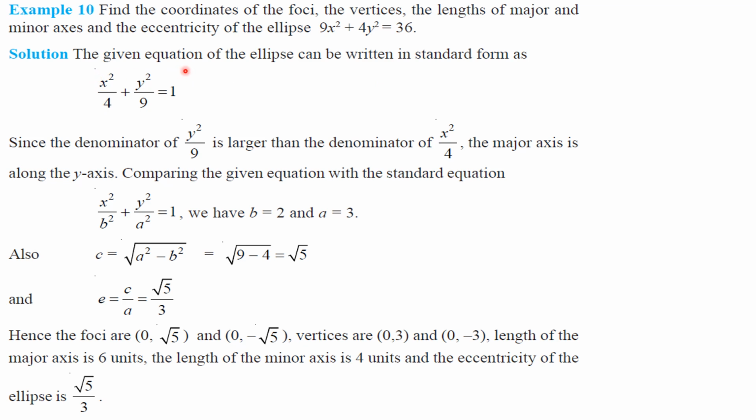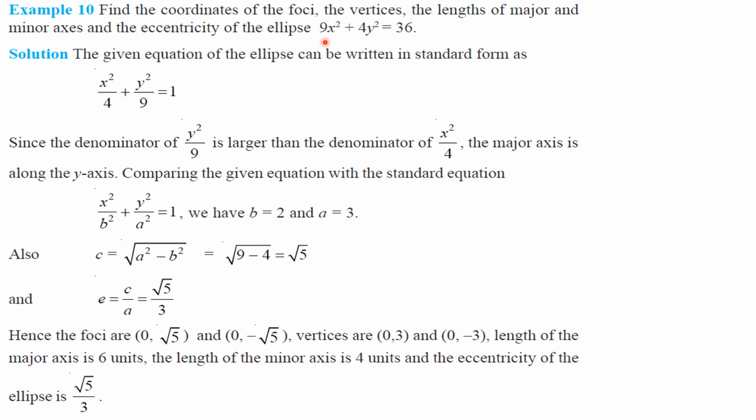How will you get this equation from this equation? Yes. Divide this entire equation by 36. Because in the standard form of an ellipse, RHS should be 1. We should get 1 in RHS in the standard form of ellipses in both cases. Yes or no, my children? So that is why we are dividing this entire equation of this ellipse by 36. Then what will you get? The first term 9x square by 36.